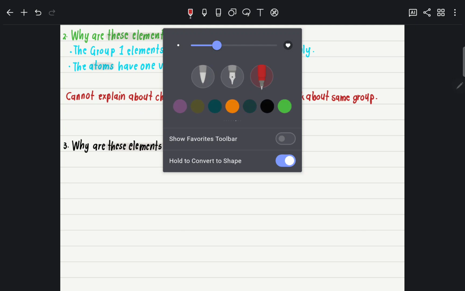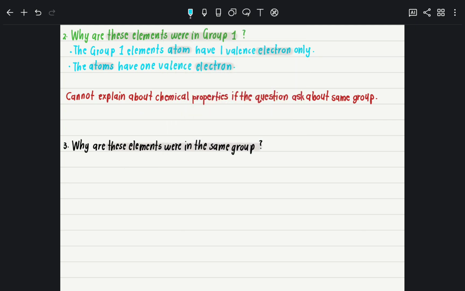Okay, next question. Wait, I take color. Okay, why are these elements in the same group? Do they specify any group? No. So you just say the atoms of these elements, or you can follow like macam tadi pun boleh juga. Okay, tadi you say the atoms have one valence electron, correct? So now you just say the atoms have the same number of valence electron. Tu je.